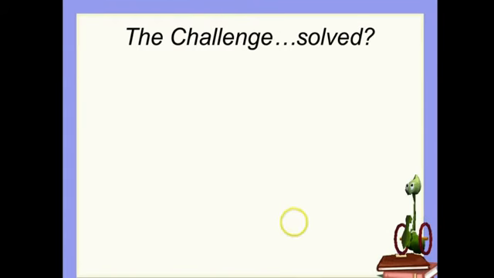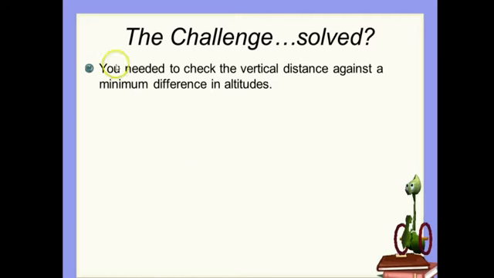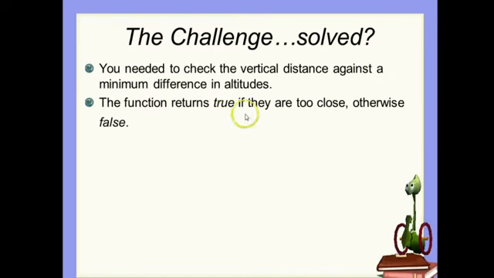Okay, hopefully at this point you have tried it at least. Whether or not you solved it is a different thing. So you needed to check the vertical distance against a minimum difference in altitudes. And that minimum difference has to do with how tall the objects themselves are, right? So hopefully your function returns true if they're too close, otherwise false, or something like that, but you're measuring is it too close. I'm going to show you what happens if our function returns true if they're too close.